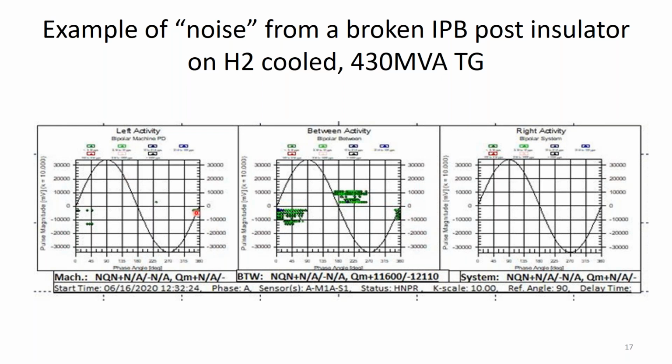We can then just expand this scale and see where the real PD is. But what's happening here is we've been able to isolate it between the sensors. And in fact, this is a very characteristic plot for a broken ceramic post insulator, what we call a gap discharge. So we can help locate the things, but the main purpose is to allow us to isolate the PD from the stator winding from things coming in from the power system.